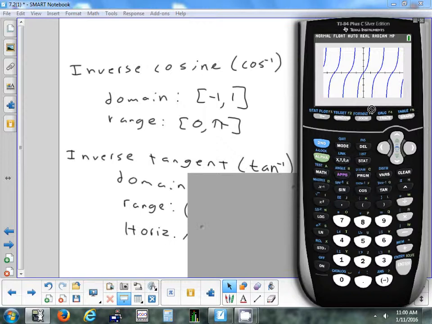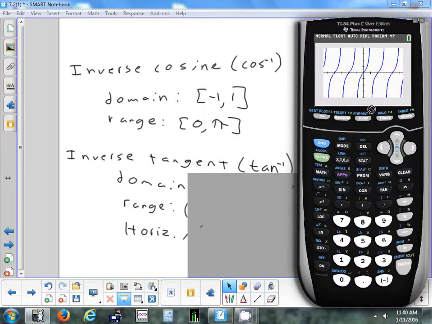What else do we have in this function that we didn't have in sine and cosine? Asymptotes. What kind of asymptotes? Vertical asymptotes. In the original tangent, you have vertical. What do you think is going to happen to those vertical asymptotes in the inverse? They're going to become horizontal. Okay.